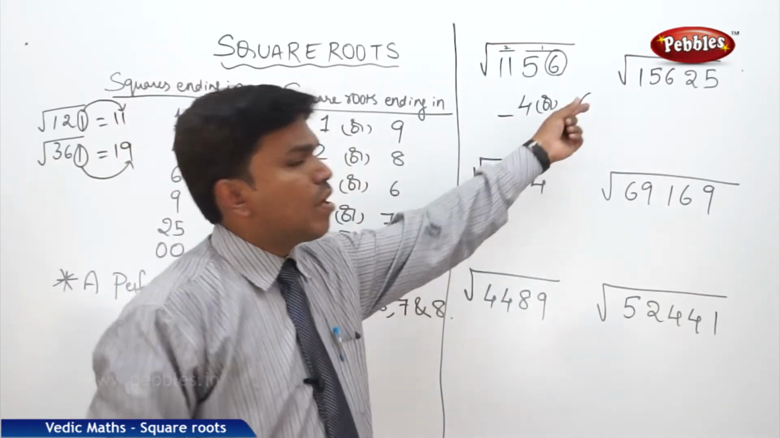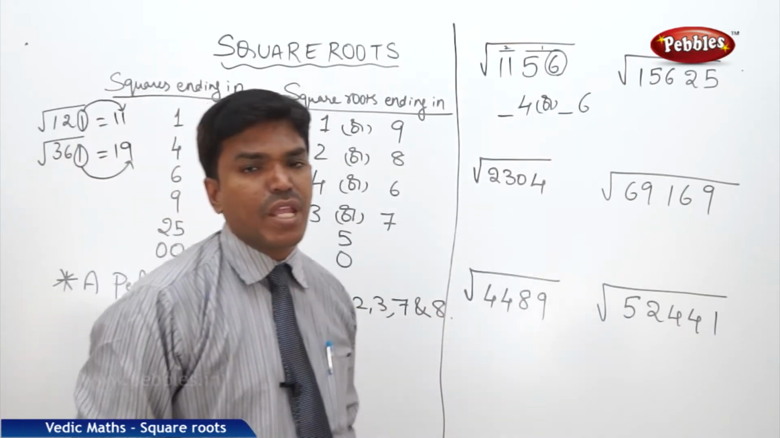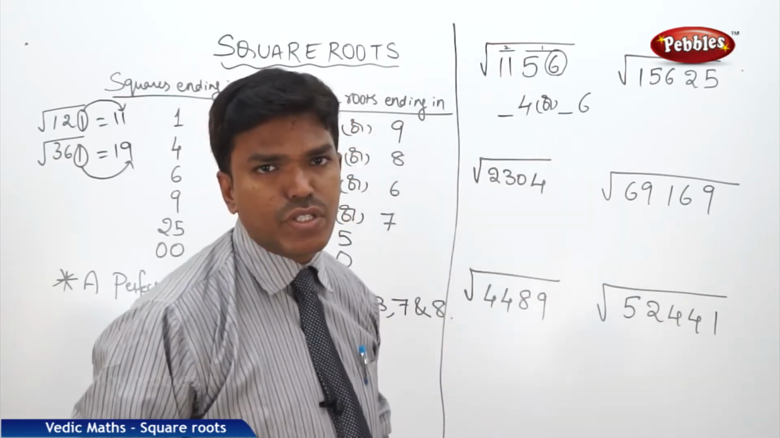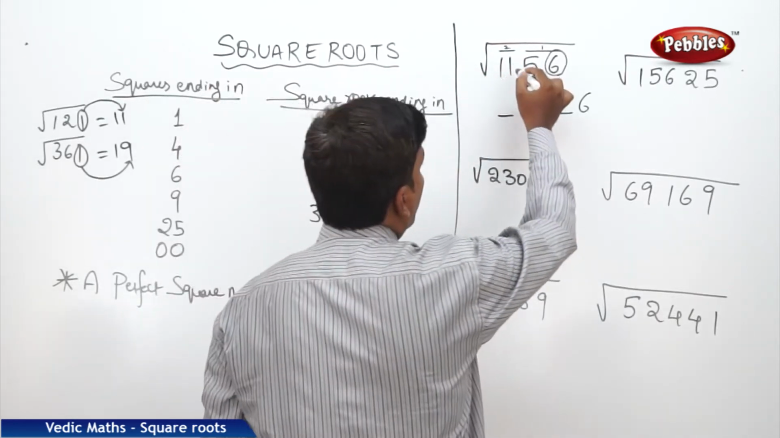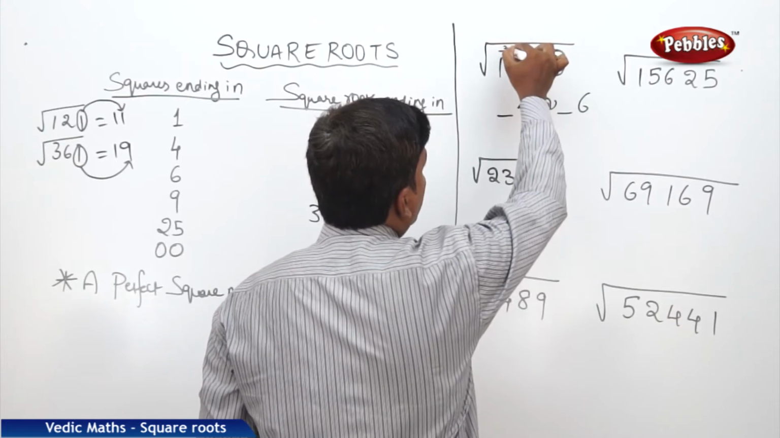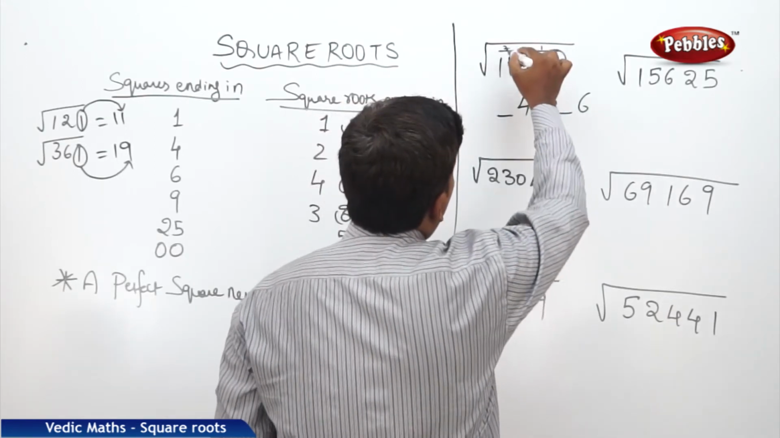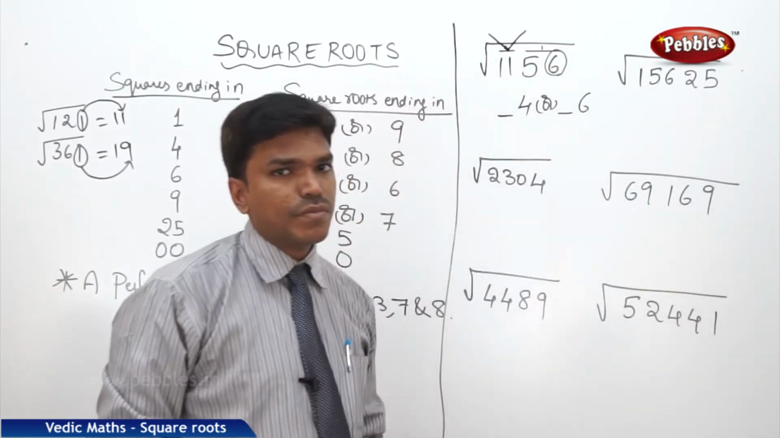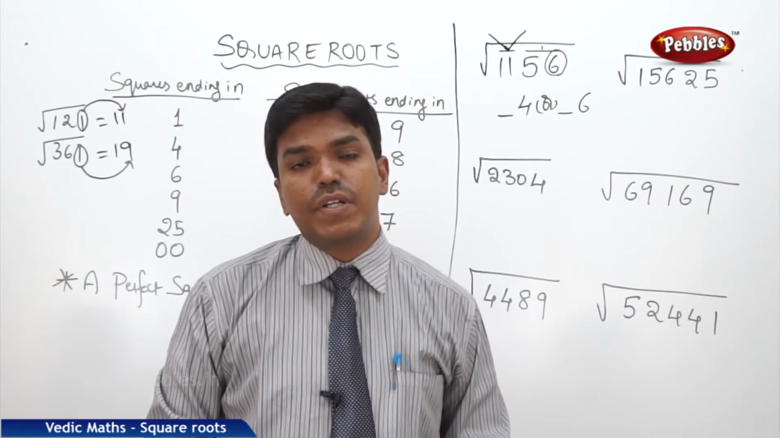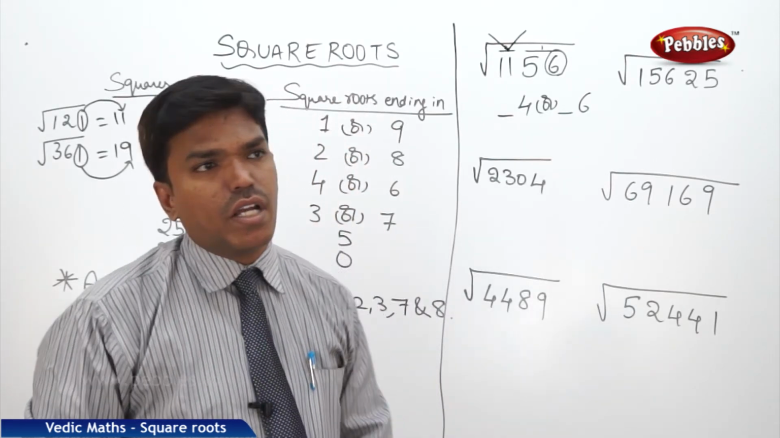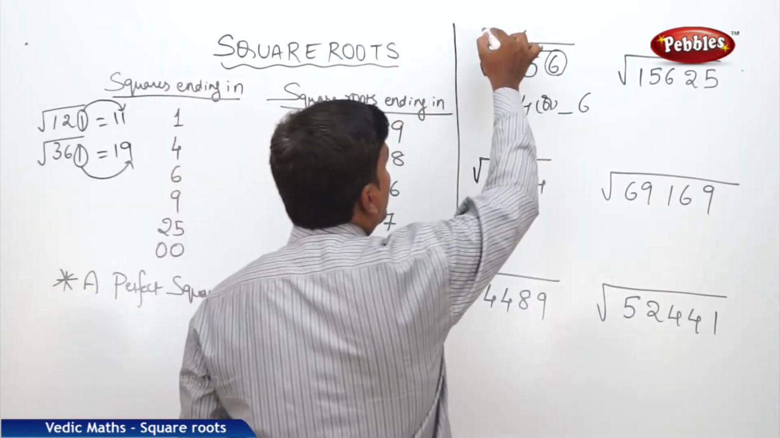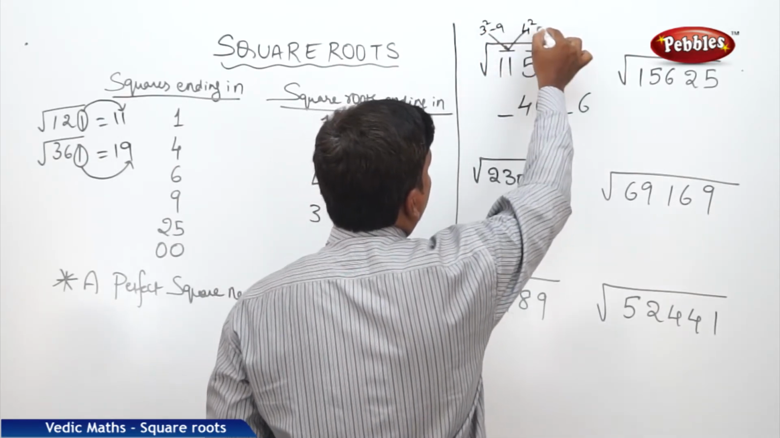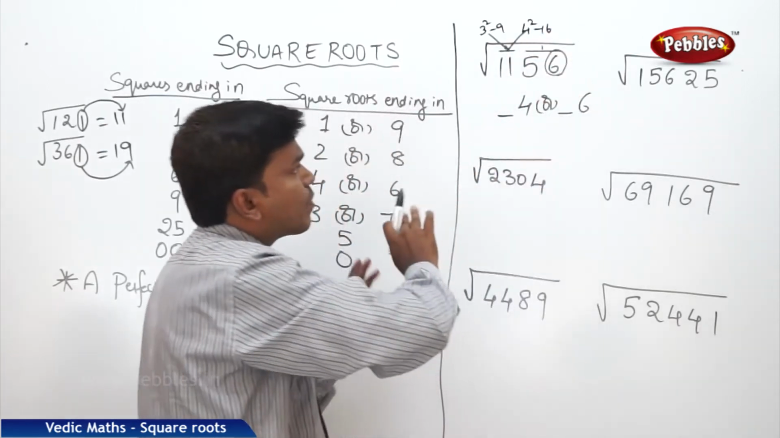Now we have to find the left side part of the answer. To find it, go for the second partition of the given square number. What is the second partition here? 11. Yes or no? First of all, you tell me, 11 comes between which square numbers? It comes between 3 square and 4 square. Yes or no? 3 square is 9, 4 square is 16. So 11 comes between 3 square and 4 square.